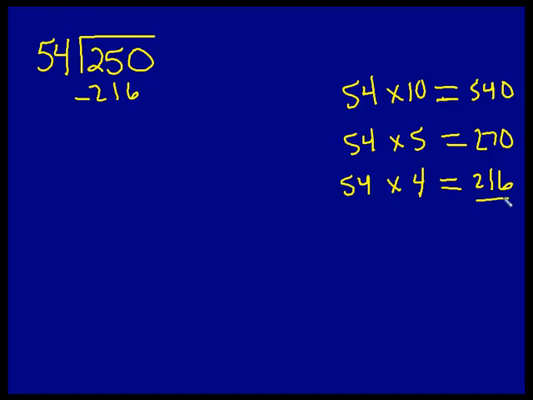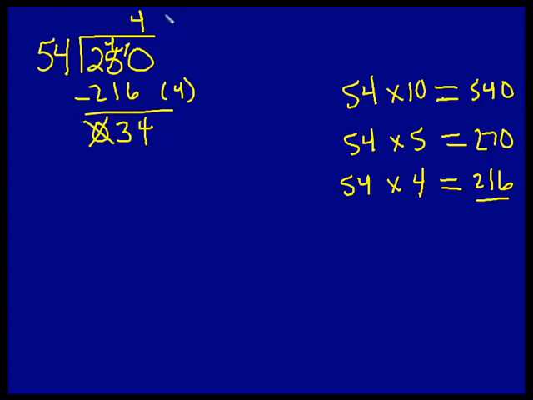So I'm going to subtract that product out. Now, when I get a 0 right here, I really don't have to write that down. That's just for you to see that there was nothing in that place. So I did that 4 times, and I look at this number, and I got 34 left over here, which I cannot put 34 into 54 equal groups when I'm dealing with whole numbers. So that is my remainder. I only was able to use 4 here. So 54 goes into 250 4 whole times with 34 left over.